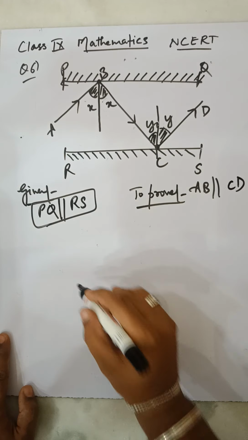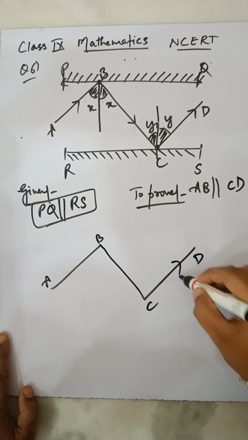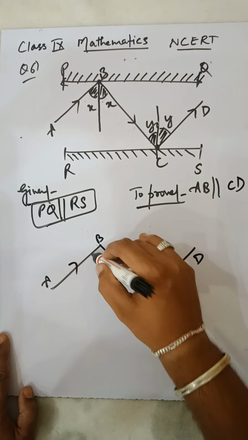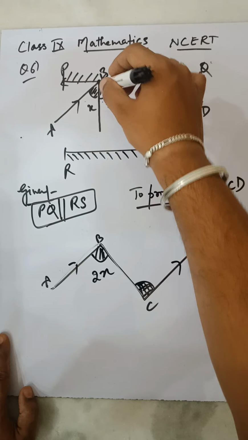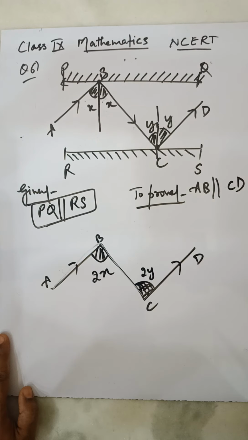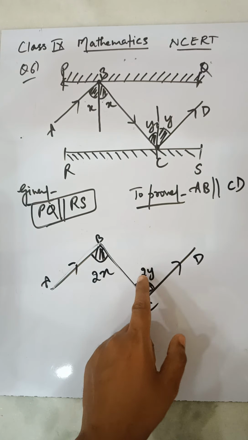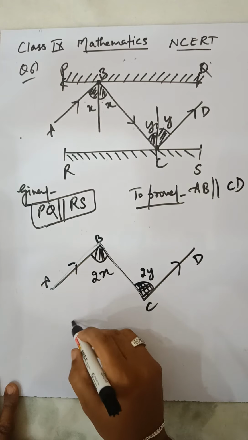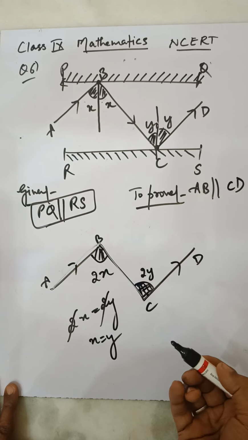Now just think that I am to prove that AB is parallel to CD, and they are forming a Z, if I make these two angles equal. See, angle ABC is 2x and angle BCD is 2y. And if I make 2x equal to 2y, then my question will be clear. I will say that they are both alternate angles, hence these lines are parallel. So my prior concern is that I have to prove 2x equal to 2y, that is, I have to prove x equal to y.